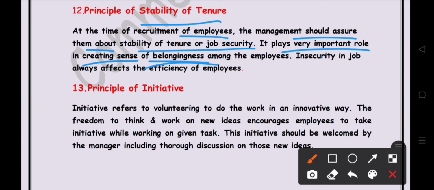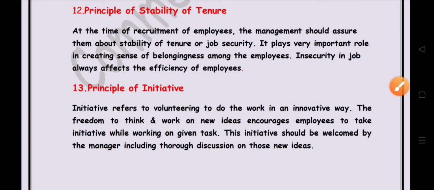Okay, the principle of stability of tenure means that every working employee seeks security for his job. If he is giving his 100% output to get work done for the organization, then it is the responsibility of the organization or the particular manager to give security for his job or his working condition. Insecurity in the job will always affect the efficiency of the employees. So stability of tenure means the stability or security of the job or the working condition.